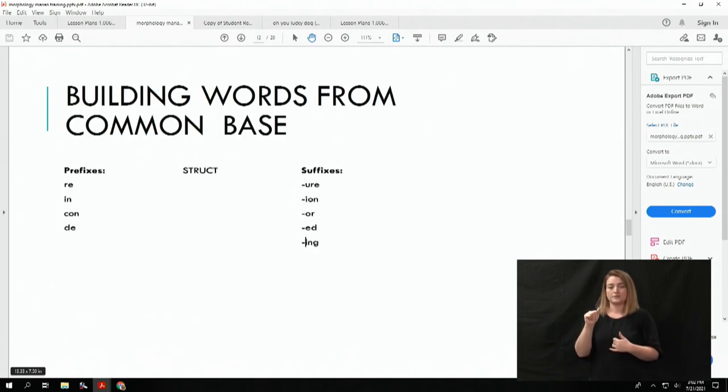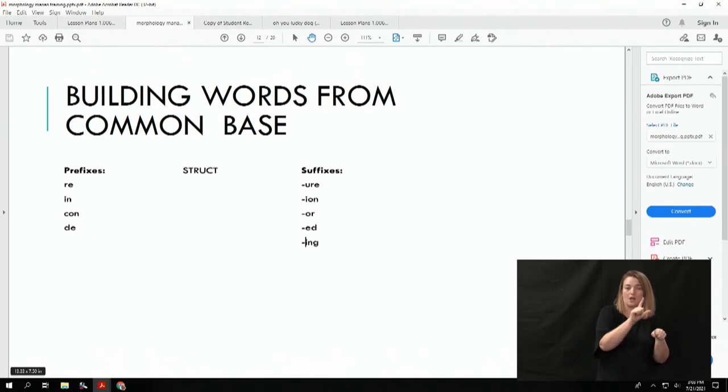Here is a common Latin root, struct, in the middle. It means to build. Can you give me a word? Construction. Very good. Destruct. Destructive. Constructing. Constructed. Instructed. You should all know that. Structure. Restructure.